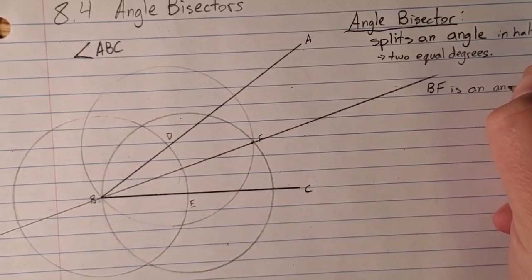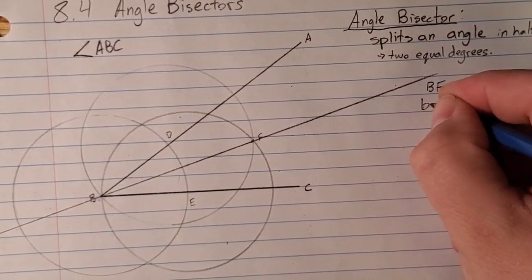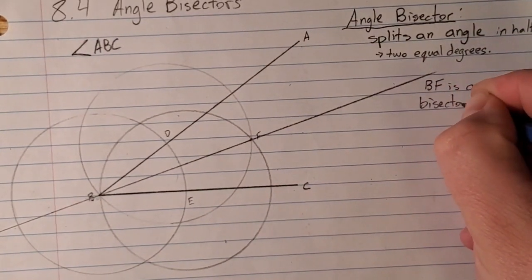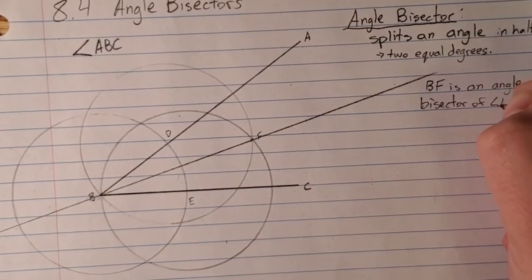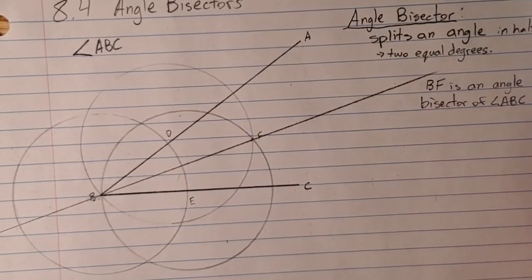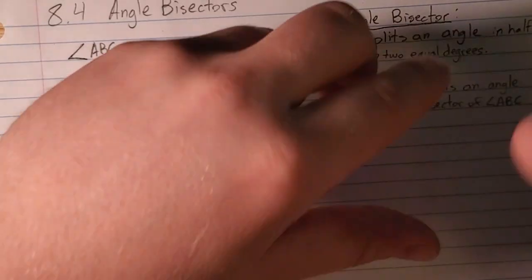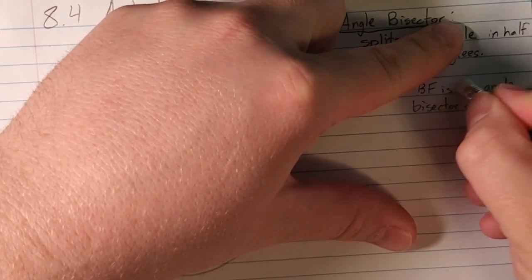This line BF is an angle bisector of angle ABC. Or I should say it is the angle bisector.